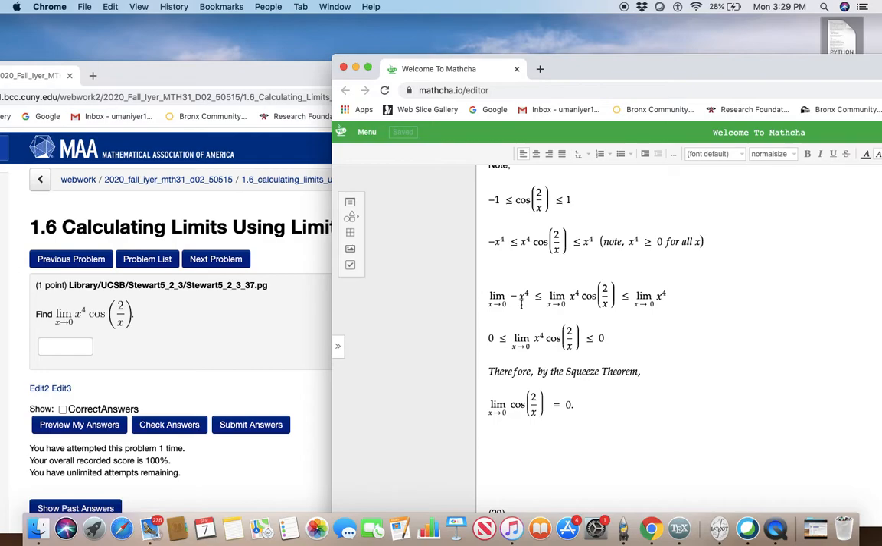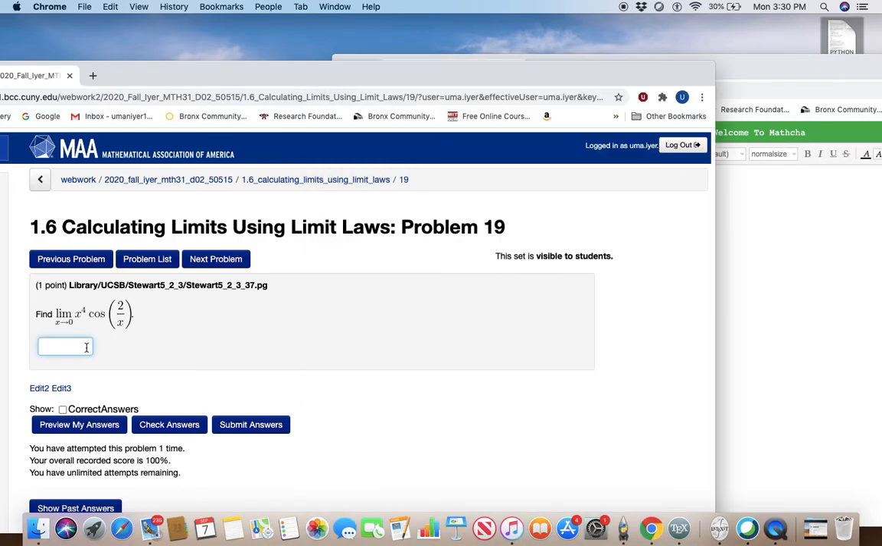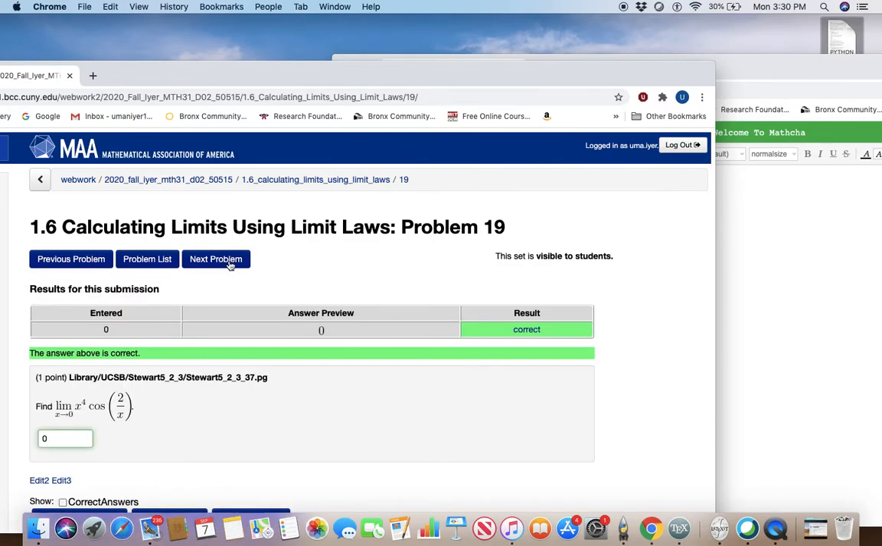What happens here? When x approaches 0, this quantity goes to 0. This quantity goes to 0. So the limit as x approaches 0 of x to the 4th cosine of 2 over x is between 0 and 0. Therefore, by the squeeze theorem, this limit is equal to 0. Next.